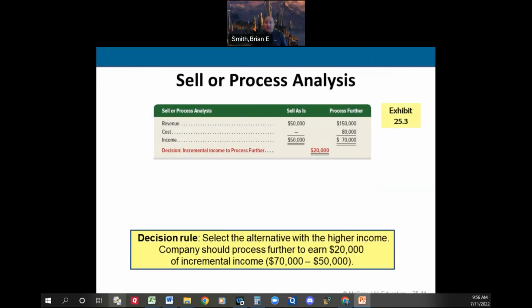So here's your analysis: sell as is, process further. We look here and see that if we process it further, we're going to have $70,000 of income. If we sell it as is, it's going to be $50,000. Our incremental income is, if we process further and sell the item, we're going to make $20,000 more than if we just sold it. Remember, we're not making that $70,000 because that $50,000 we would have made with just selling it as is.